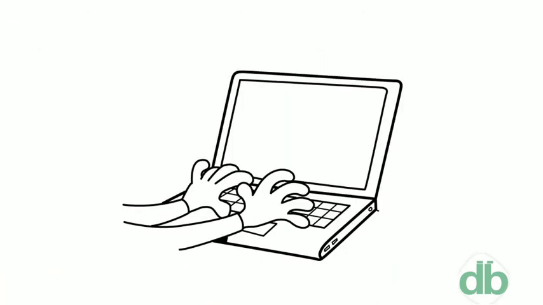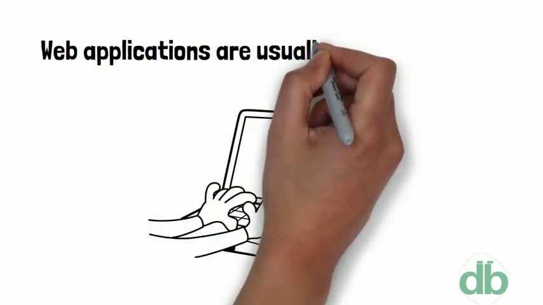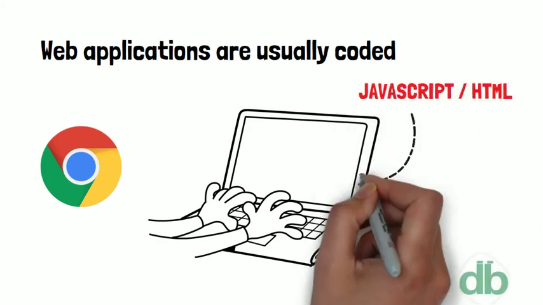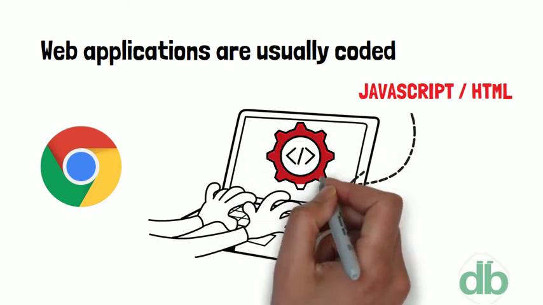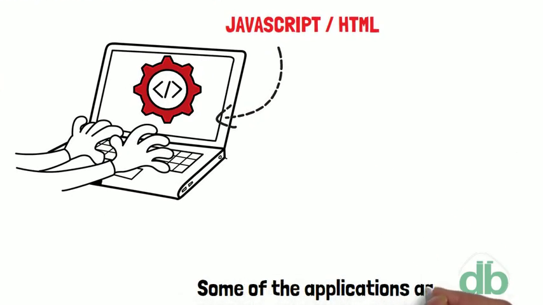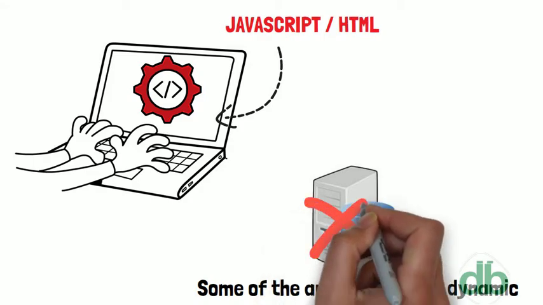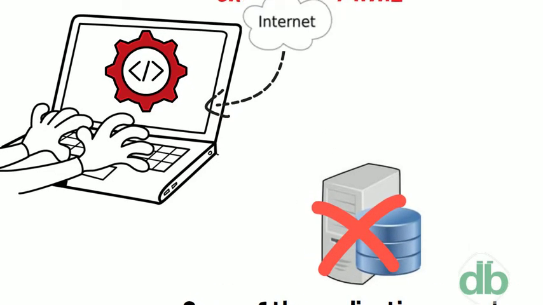Web applications are usually coded in browser-supported languages, such as JavaScript and HTML, as these languages rely on the browser to render the program executable. Some of the applications are dynamic, requiring server-side processing. Others are completely static with no processing required at the server.